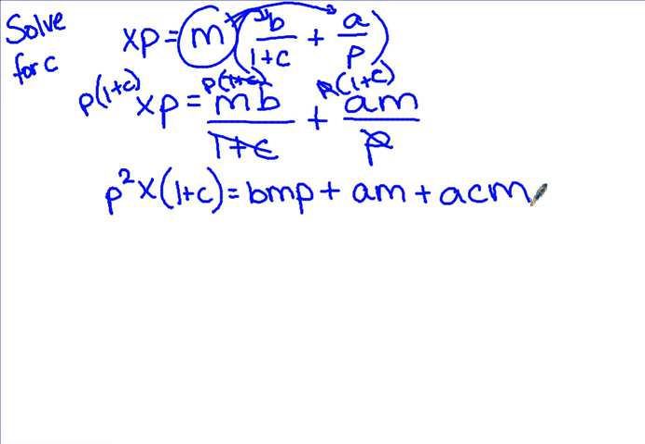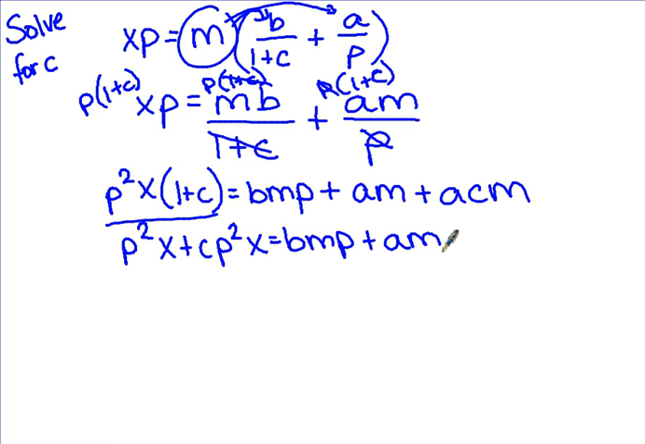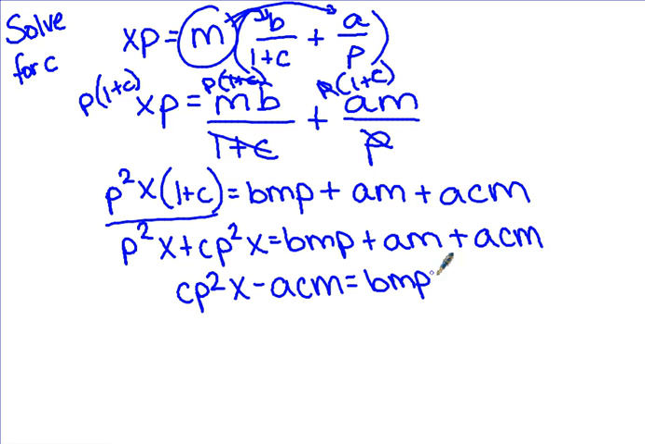Alright, again, we're solving for c, so I want everything that has a c in it to be on one side of the equation. Alright, in order to do that, I need to distribute this term also. So it'll be p squared x plus c p squared x. Alright, again, we're going to get all the c terms on one side. So I'm going to subtract acm and I'm going to subtract p squared x. Alright, so I have all the c's on one side.